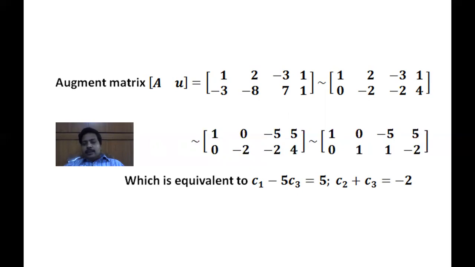So this reduced echelon form is equivalent to, if we convert this matrix form into equation form again, which will give you C1 minus 5C3. This is the column for C1, C2, and C3. So C1 minus 5C3 is equal to 5, and C2 plus C3 is equal to minus 2. That implies C1 is equal to 5 plus 5C3, C2 is equal to minus 2 minus C3.